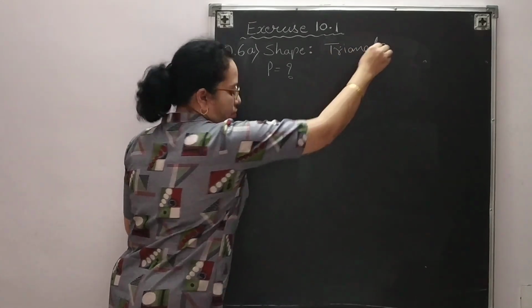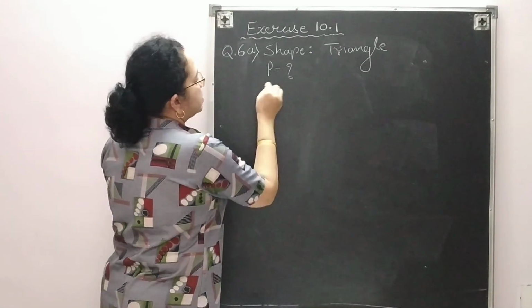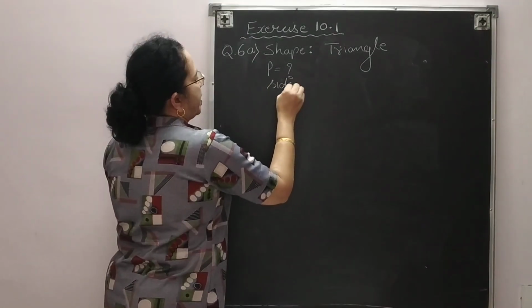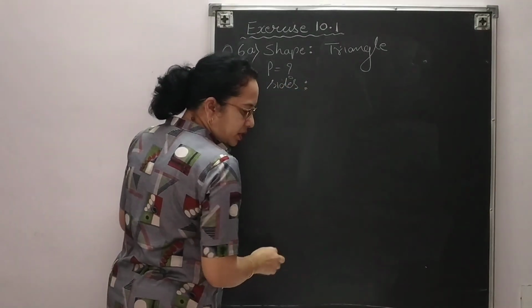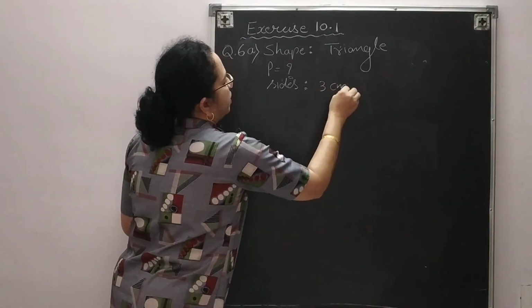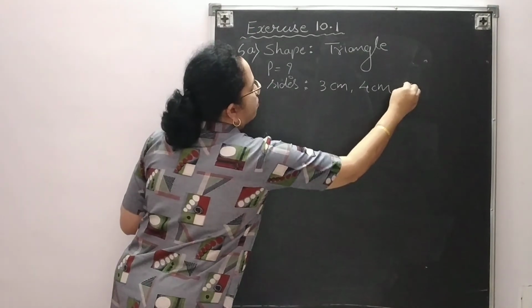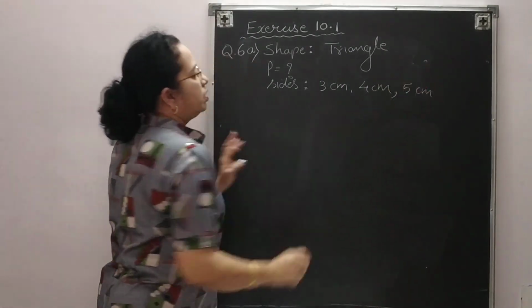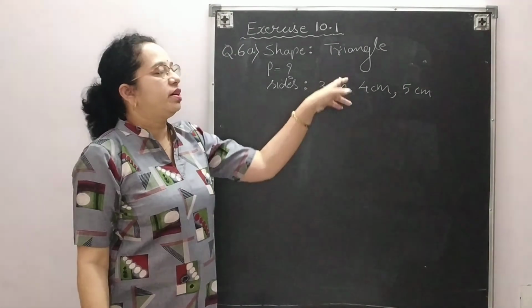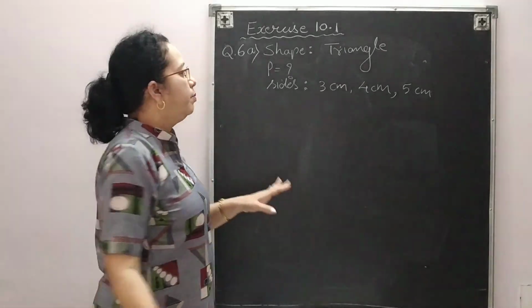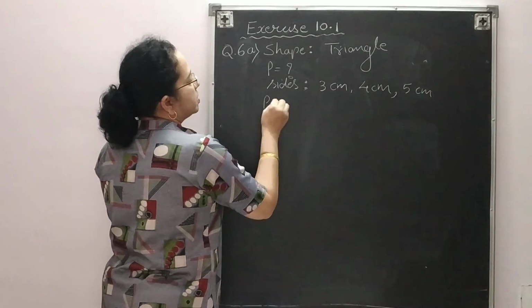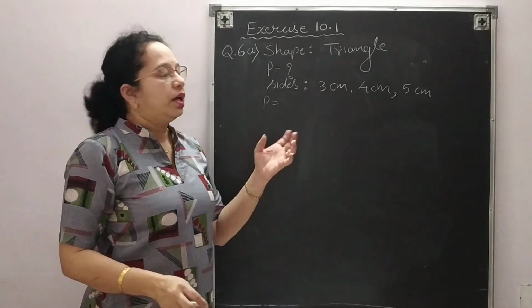For this triangle, what information is given? Sides are given, so write down the sides. What are the sides here? 3 centimeter, 4 centimeter and one more is given, 5 centimeter. All the three lengths are different. It means the triangle is a scalene triangle, and whenever a scalene triangle is there, lengths are different.